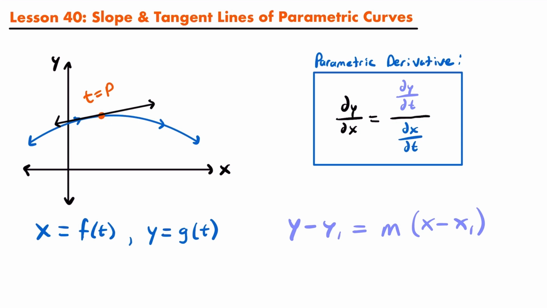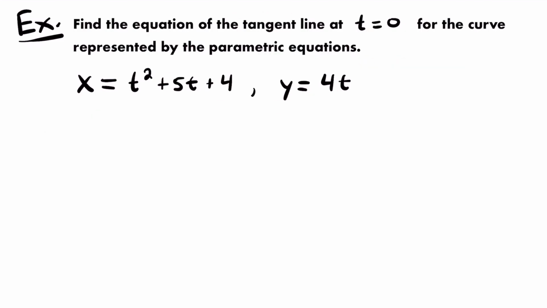But now let's take a look at an example where we actually find the slope and the equation of a tangent line for a specific set of parametric equations. All right, so here's our first example. We want to find the equation of the tangent line at t equals 0 for the curve represented by the parametric equations. In this case, we have x equals t squared plus 5t plus 4, and y equals 4t. And so in order to find the equation of the tangent line at t equals 0, we need two things. We need the slope at that value of t, and we need the point at that value of t. And so let's do one thing at a time.